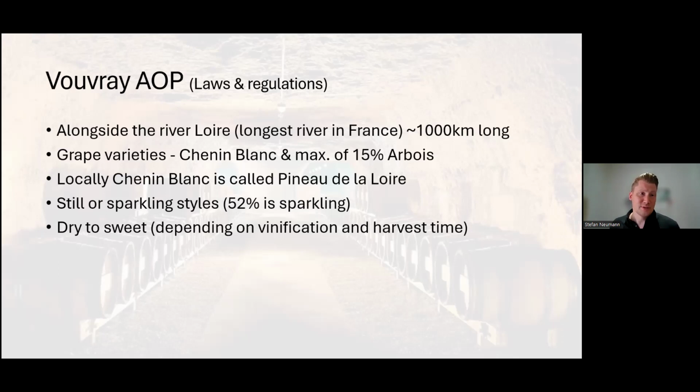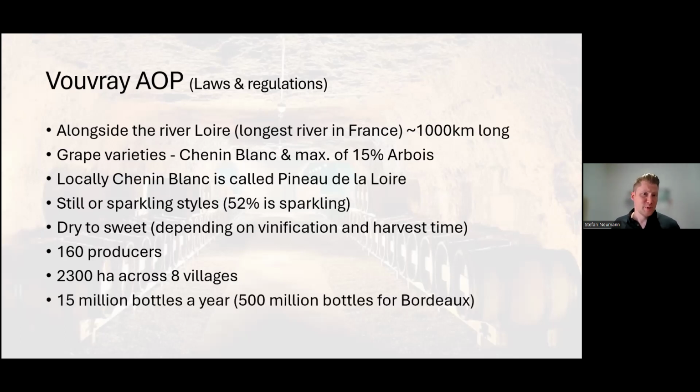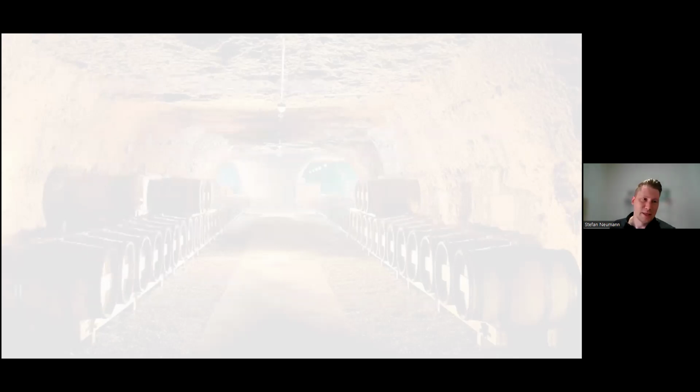And then the styles of the wines, really dry to sweet. It does depend a bit on the vinification and the harvest time, but you do find a whole range of different styles. Around 160 different producers and something like 2,300 hectares across 8 villages. So 8 villages are allowed to contribute and to produce and then label it as Vouvray. And to give you a little bit of perspective, as you're going next week to see the big guns with Bordeaux and Burgundy, the total production of Vouvray is around 15 million bottles a year, which does sound a lot initially, but if you compare it to Bordeaux, it's around 500 million bottles for Bordeaux. So slightly larger there, some might say. But yeah, it gives you a bit of an idea.